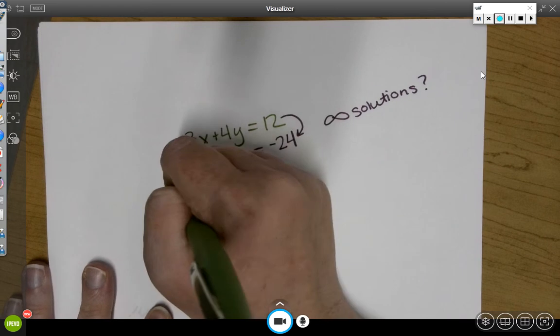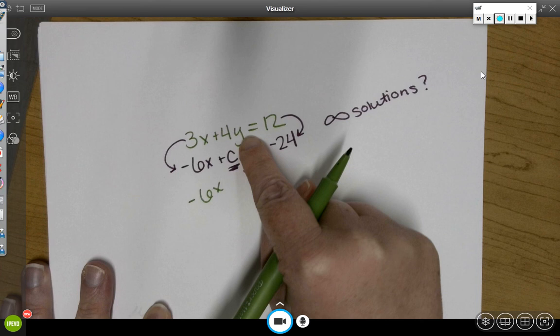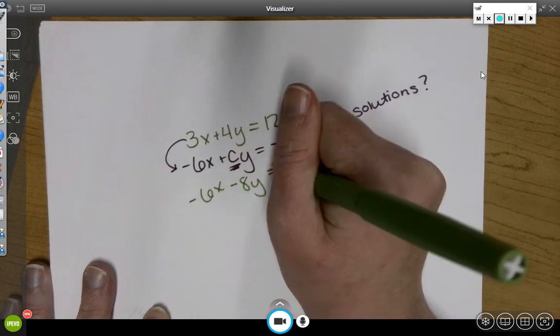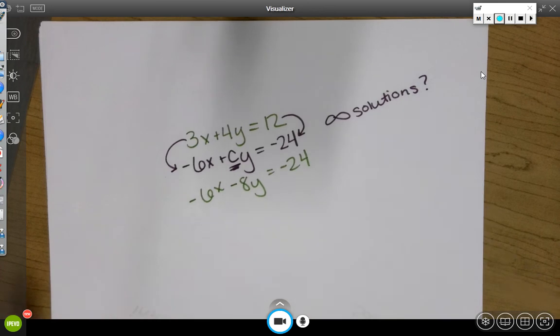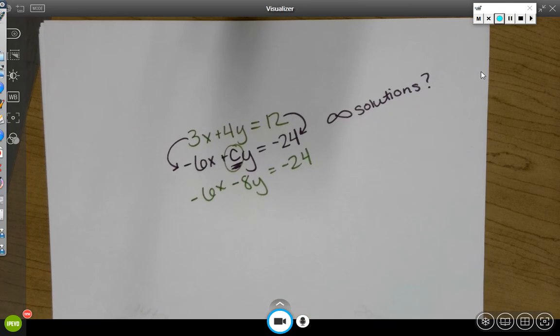So if I do that, that would give me negative 6. So 3 times negative 2 is negative 6. 4 times negative 2 is negative 8. 12 times negative 2 is negative 24. So what would C have to be for these to be infinitely many solutions? C would have to be negative 8.